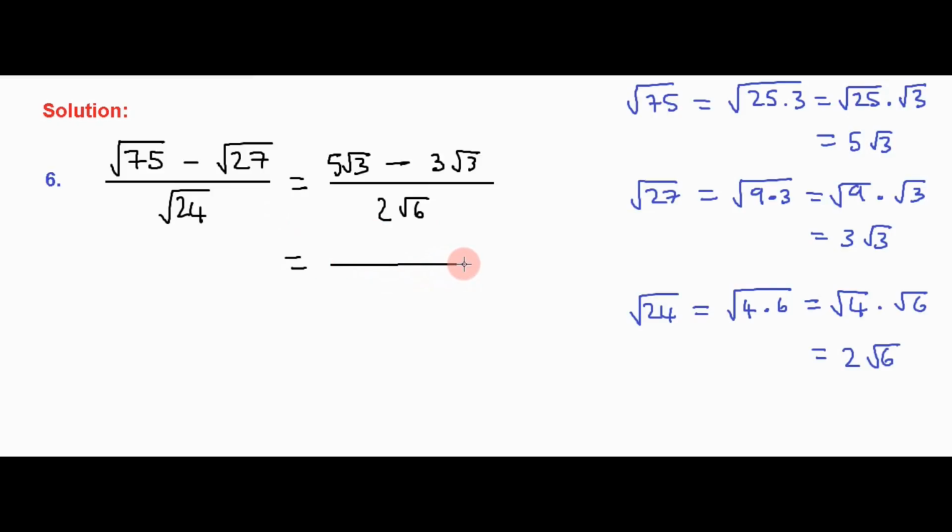We can add like terms in the numerator. 5 root 3 minus 3 root 3 is 2 root 3. And in the denominator we have 2 root 6. So these factors can cancel. The 2's can cancel, and we're left with root 3 over root 6. Now we can rationalize. So we can multiply both the numerator and the denominator by root 6.